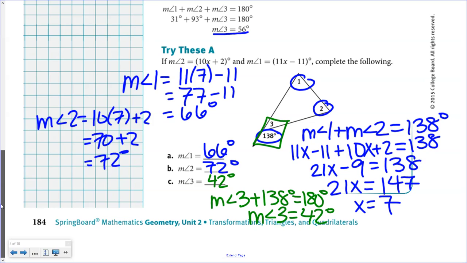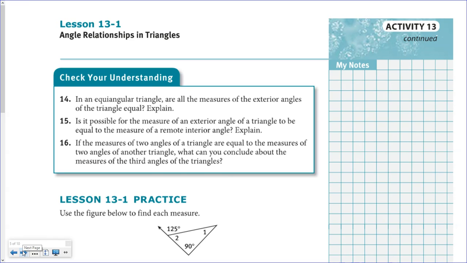So that's how you can actually apply both of those equations that we've looked at today. Now let's look at number 14. In an equiangular triangle, are all of the measures of the exterior angles of the triangle equal? Equiangular means that all of the angles are 60 degrees. And so yes, all of the exterior angles are going to equal 120 degrees.